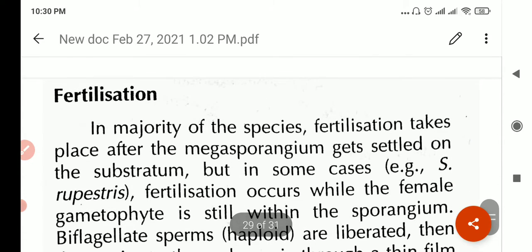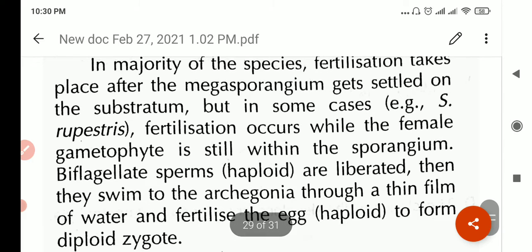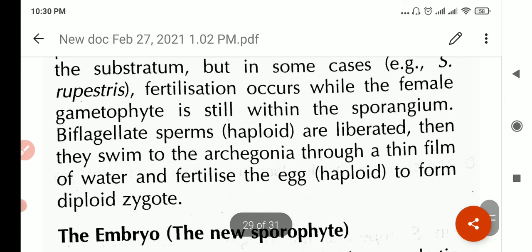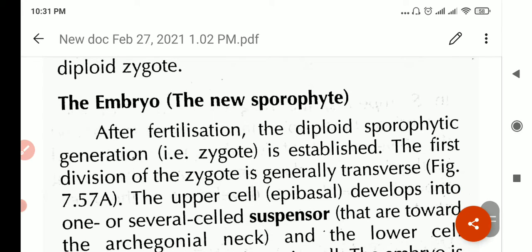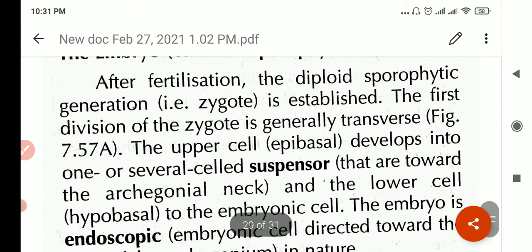Now let's see the fertilization. Fertilization takes place after the megasporangium gets settled on the substratum, but in some cases it occurs while the female gametophyte is still within the sporangium. The biflagellate sperms are liberated, they swim to the archegonia through the water and fertilize the egg to form the zygote. Now the zygote is the new sporophyte. After fertilization the diploid sporophytic generation, that is the zygote, is established.